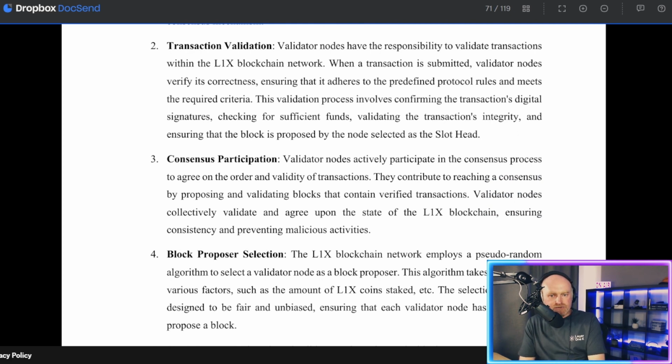Validator nodes have the responsibility to validate transactions within the L1X blockchain network. When a transaction is submitted, validator nodes verify its correctness, ensuring that it adheres to the predefined protocol rules and meets the required criteria. This validation process involves confirming the transaction's digital signature, checking for sufficient funds, validating the transaction's integrity and ensuring that the block is proposed by the node selected as the slot head.